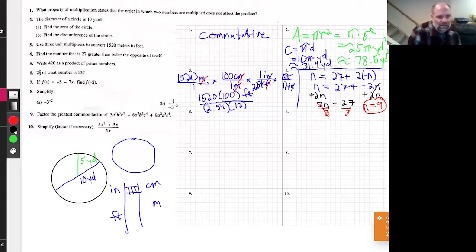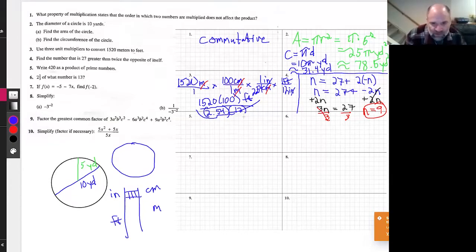Okay, number 5. Let's look at number 5. Write 420 as a product of prime numbers. Okay, this is one of those problems where you can do the factor tree, or you can do the cake method. Let's just do the factor tree. So 420, what times what equals 420? Easiest thing, it ends in 0, so let's break it.